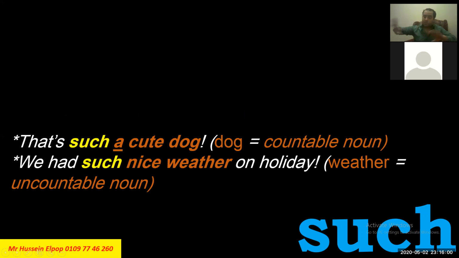Now we're moving to such. We're done with so. Do you have any questions about so? No. Okay. Now we move to such. As we said, there is a similarity between so and such. That's such a cute dog. We had such nice weather on holidays. What's the difference between so and such? Let's recall a sentence with so and compare it with a sentence with such.